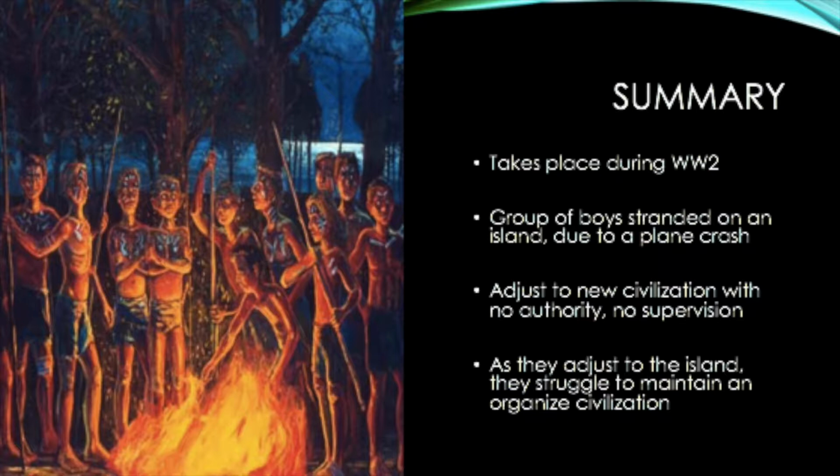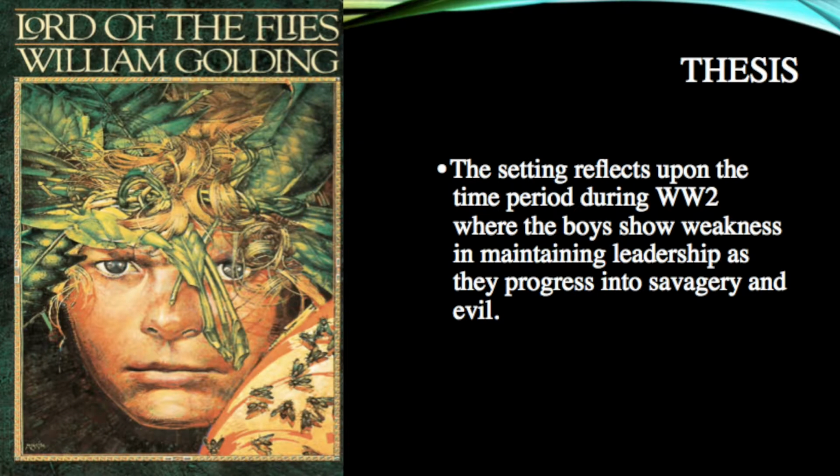As they adjust to this new island, they struggled with adaptation, development, relationships, and the placement of creating a civilized system. Golding offers a social commentary on what would happen if there was no civilization to guide them, and they would have to start a new system to self-organize and plan an efficient livelihood. The setting in the novel reflects the time during World War II, where the boys struggled to maintain a peaceful system and instead progressed into savagery and evil.